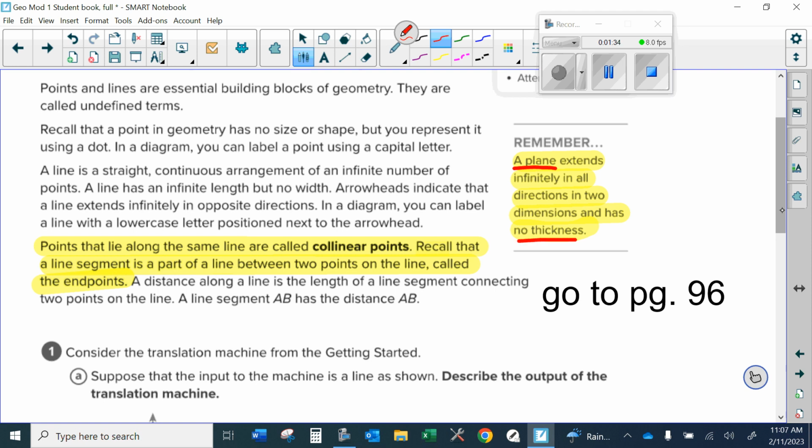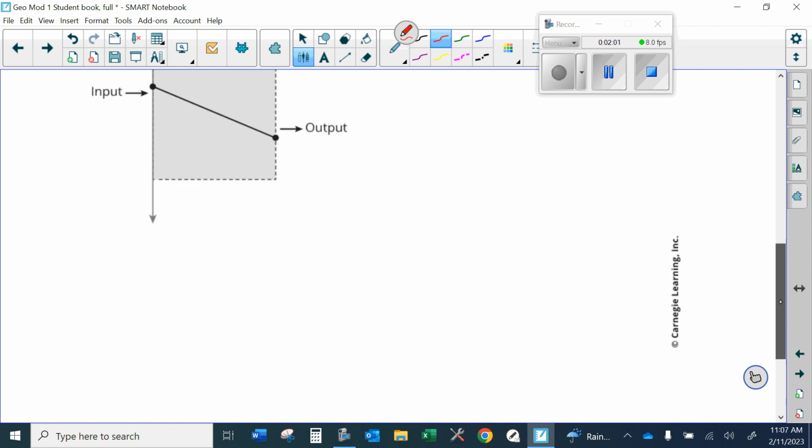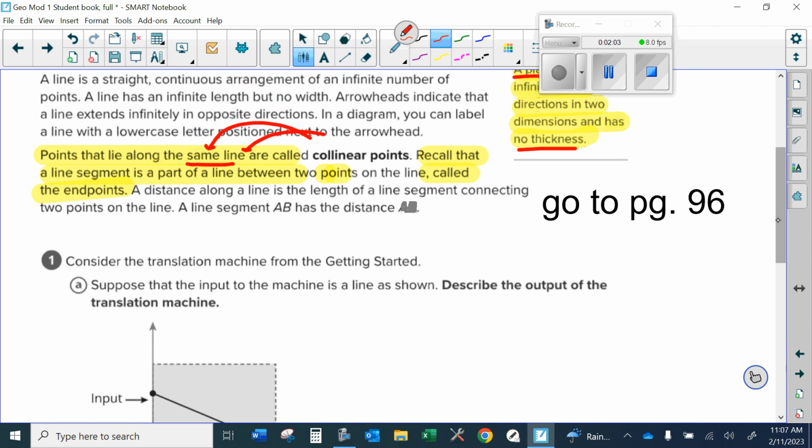So if I took the screen and expanded it horizontally and vertically forever, then that would be a plane. Points that lie in the same line are called collinear. Co means same, and linear, line. So whenever you think collinear, you should think same line. Okay, vocab. Go to page 96.